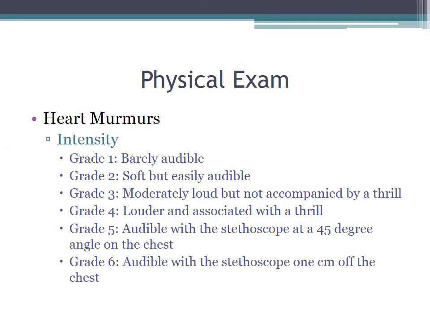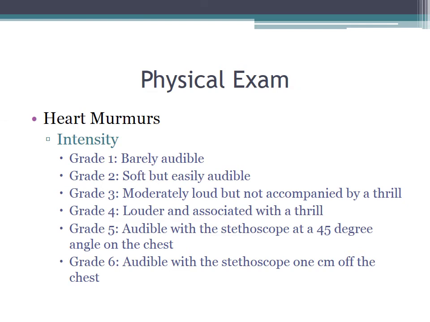Okay, let's talk about heart murmurs, the grading scale of heart murmurs. So you want to analyze the murmur with regard to intensity, which is a 1 to 6 out of 6, the timing, which is whether it's systolic or diastolic, the location, the transmission, and the quality. Quality is, is it musical, vibratory, blowing, etc.